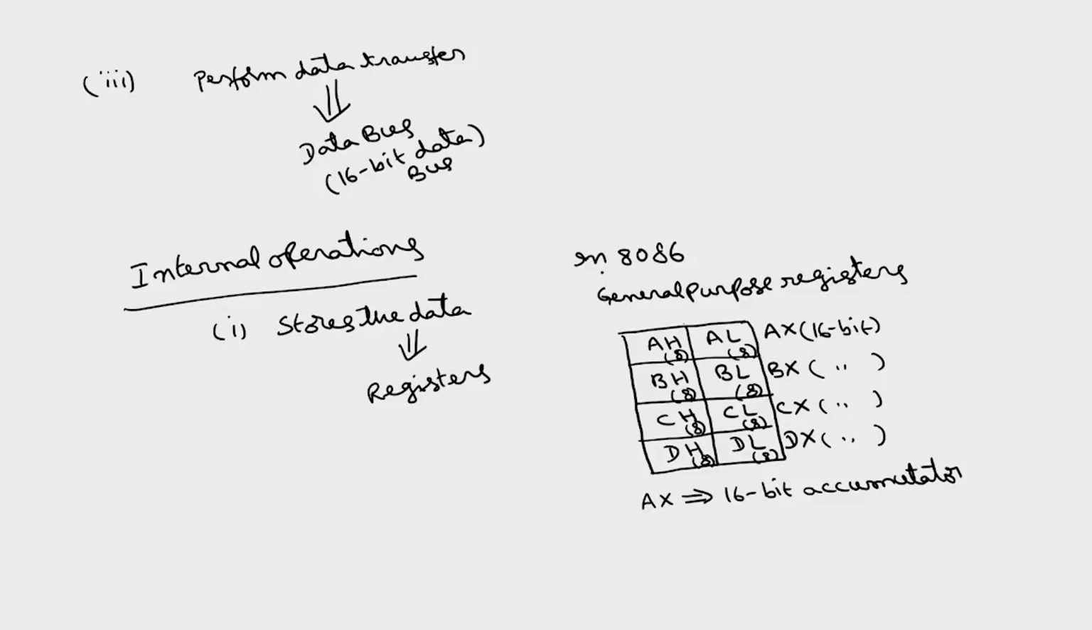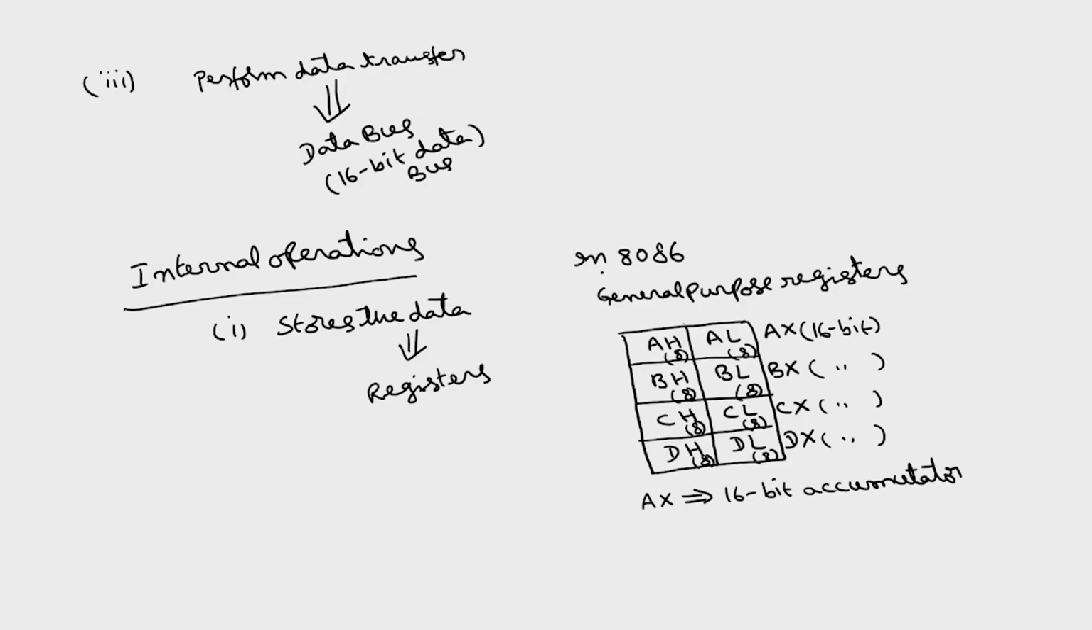The remaining BH, BL, DH, DL or BX, CX, DX can be used as general purpose registers to store any data. There are some special purposes also. CX will be used as a counter in some applications and DX will be used in some division operations. The specialized applications of BX, CX, DX will be clear while discussing the instruction set of 8086. So, these are called general purpose registers.